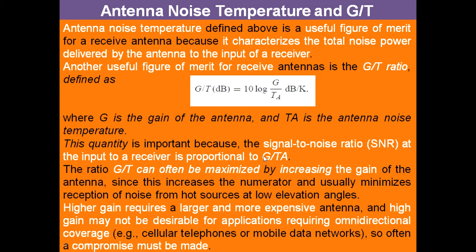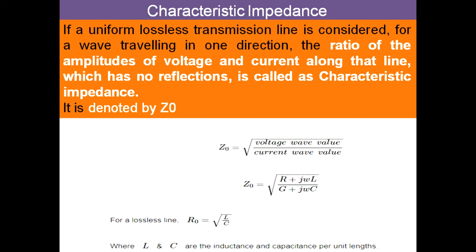The numerator is gain. If you want to increase the gain, you should have a larger antenna, and the maintenance of a larger antenna will be expensive. High gain may also not be desirable for applications which need omnidirectional coverage, like cell phones, cellular telephones and mobile data networks. So a compromise should be made in this ratio.